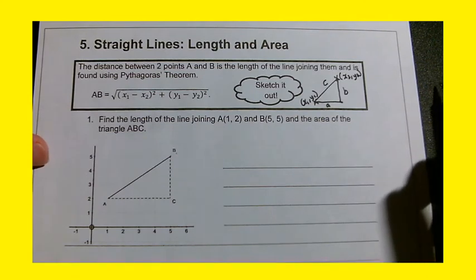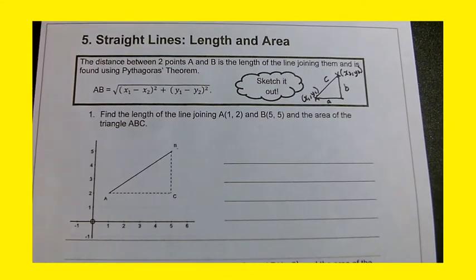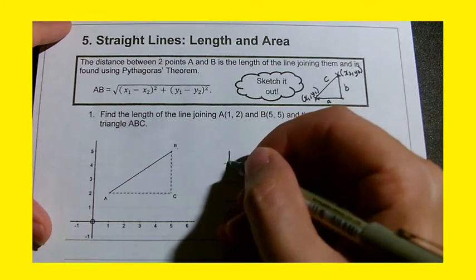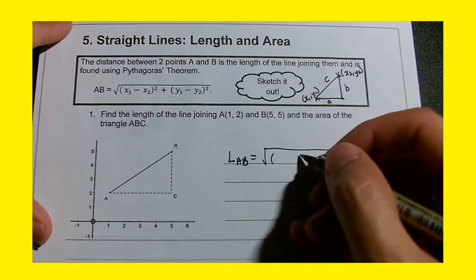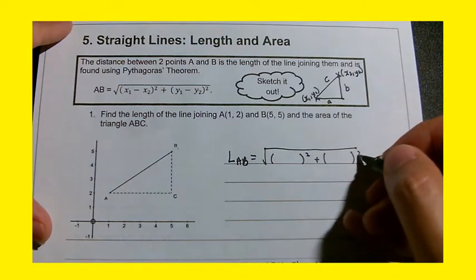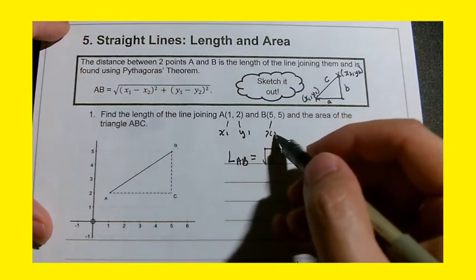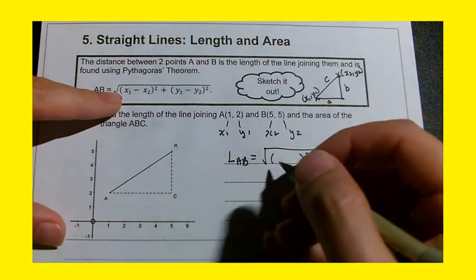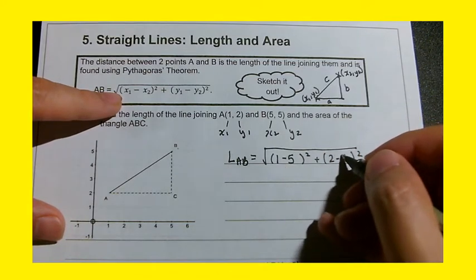Okay. So using that information, find the length of line joining A and B, and then the area of the triangle ABC. So if I look at this, length of AB, I could just use my formula straight away. So I'm going to call this x1, I'm going to call this y1, x2, y2. Okay, so I'm going to do x1 minus x2, so 1 minus 5 squared, and y1 minus y2, 2 minus 5 squared.